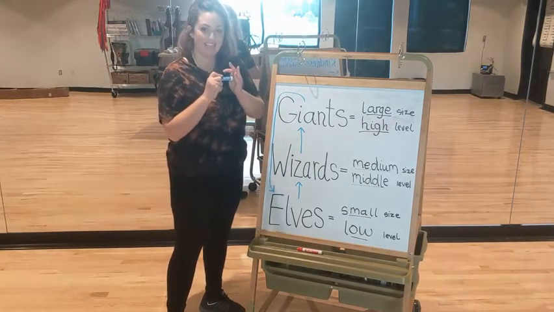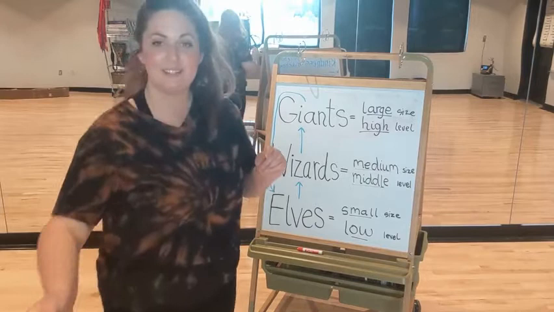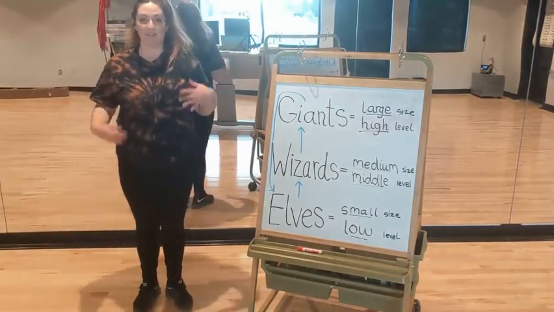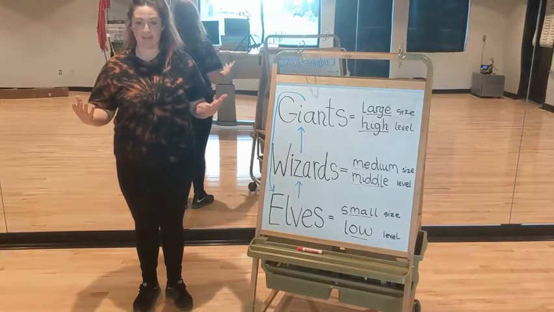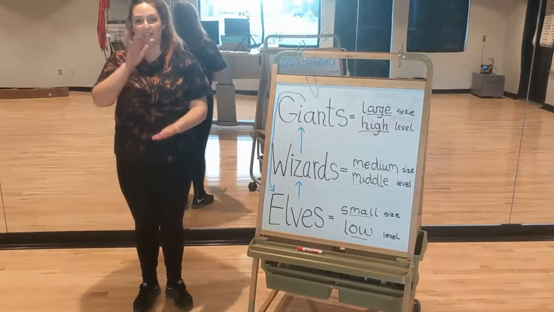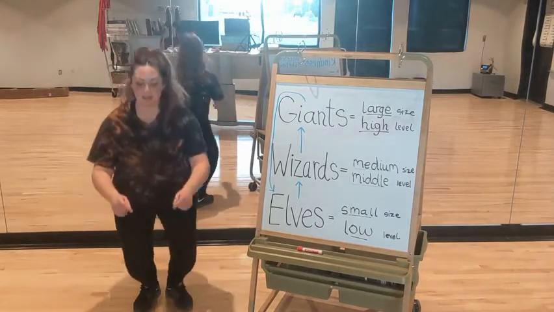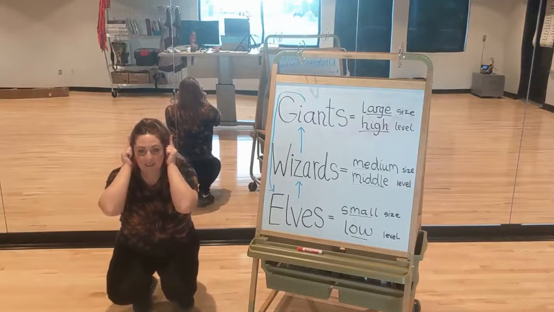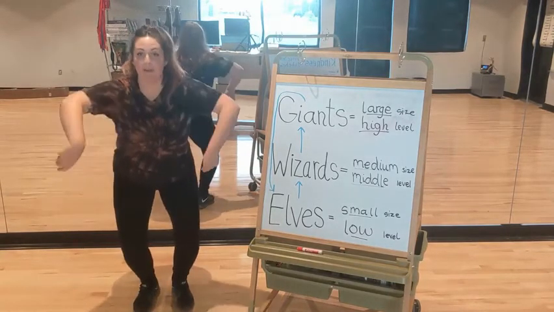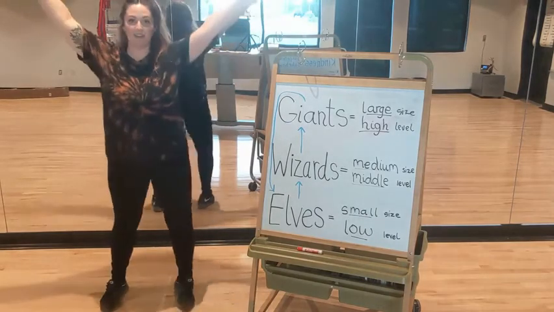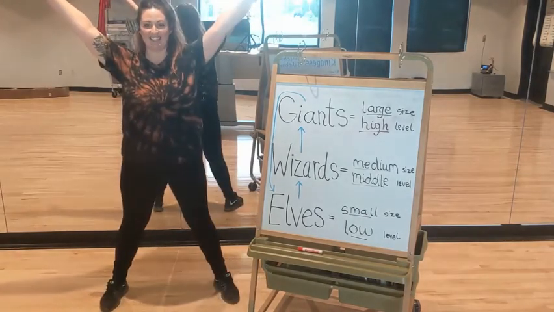All right, now let's review our three characters and what they look like, as far as the body shape that you make in order to choose that character for our game. Elves, Wizards, Giants, okay? So elves are low level, small size. Wizards are middle level, medium size, and giants are high level, large size.